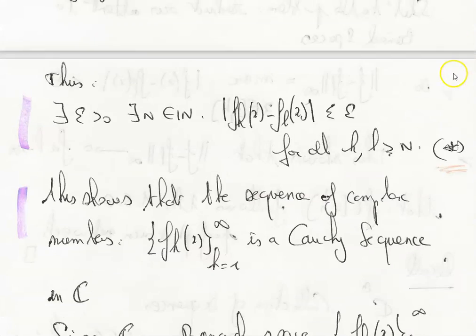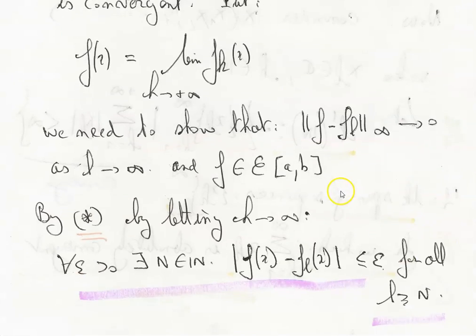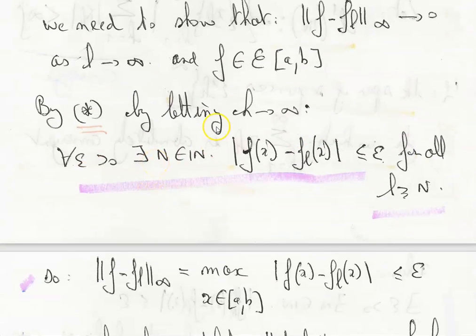So to demonstrate this, the star, by letting k going to infinity, we have, because the sequence is convergent, that whatever epsilon strictly positive, as small as you can find, there always exists a natural number n belonging to N such that the absolute difference between f_k(x) and f_l(x) is minored by epsilon for l greater than n. This is the definition of the limit.